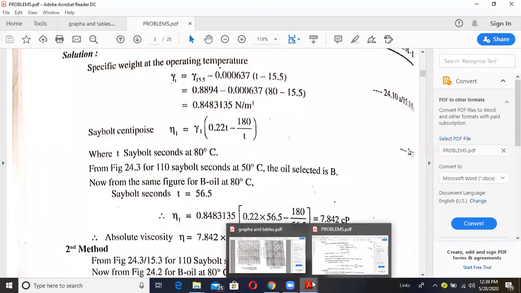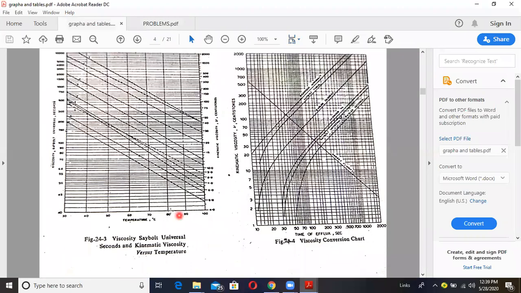See, like this you have to find out. See, 80 degrees here. Now we got the curve is B. Move until it touches the curve B and come towards the left side. And somewhere you will get here, that is nothing but 55 above. That is 56 we got. So that is nothing but T.